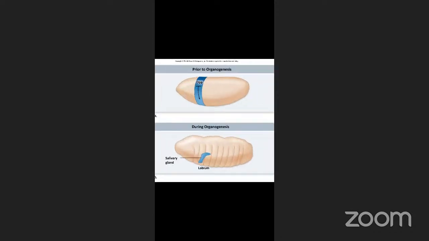So here you can see prior to organogenesis, we see some band-like structure where the Dpp is. You see on the top it is thick blue, whereas at the bottom it is light blue. That means it's a gradient. Where it is thick blue, the Dpp concentration is very high. Where it is light blue, the Dpp concentration is reduced. And where it is completely reduced, there the salivary gland will form. So this is in Drosophila.